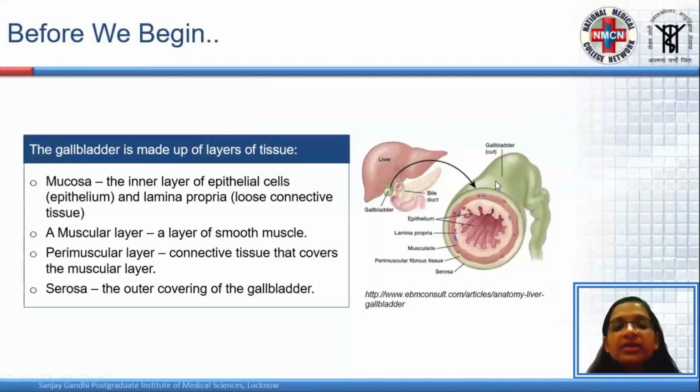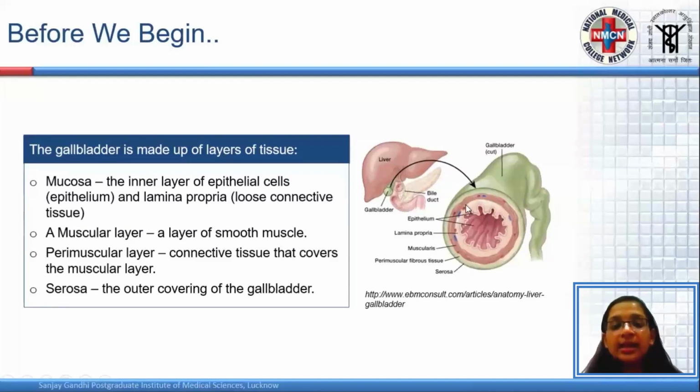The gallbladder is made up of various layers of tissue, which include the mucosa, an inner layer of epithelial cells, which is the epithelium, and the lamina propria, which is a loose connective tissue. Then a muscular layer, a layer of smooth muscle, a perimuscular layer, a connective tissue that covers the muscular layer, and a serosa, the outer covering of the gallbladder.